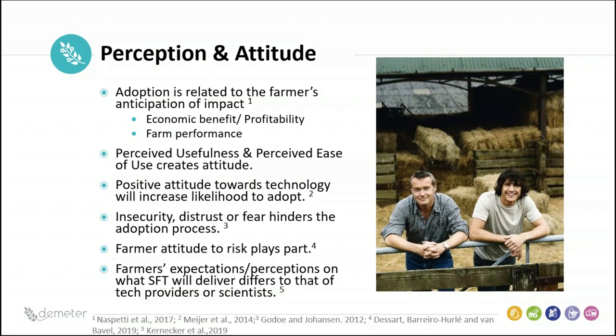So this attitude, particularly towards technology, is formed by two variables. The first one is the perceived usefulness of that technology, and the second one is the perceived ease of use. So if the farmer believes that they have the capacity or the know-how to use the technology, and if they believe that it will help them do their job in a better way, they're more likely to develop a positive attitude. Whereas if they have any distrust of technology, if they have fear about using it, they'll more likely develop a negative attitude. So this attitude really impacts on the behavioral intent to use, which impacts the end adoption. So we really need to make sure that the farmer has a positive attitude toward these technologies.